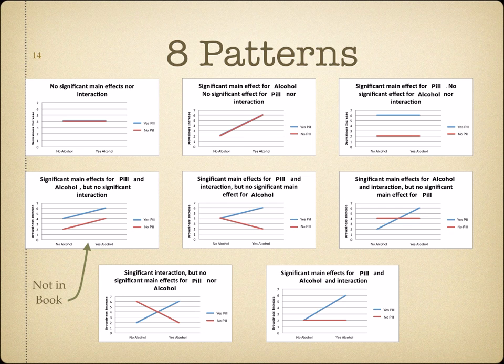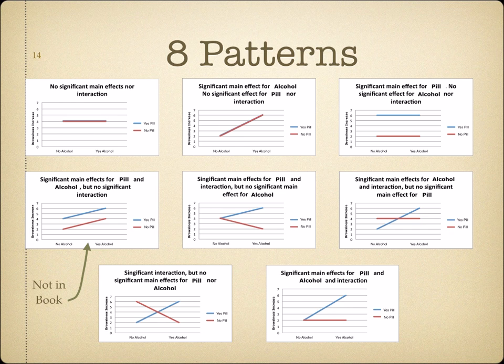And if you look at the upper left one, it says no significant main effects or interactions. Just 2 flat lines that are right next to each other. And what that's showing is that it doesn't matter on drowsiness whether you have alcohol or not. It doesn't matter if you took a pill whether you're drowsy or not. Of course, this is a very improbable result, but it's theoretically possible. It could happen in the gathering of data.